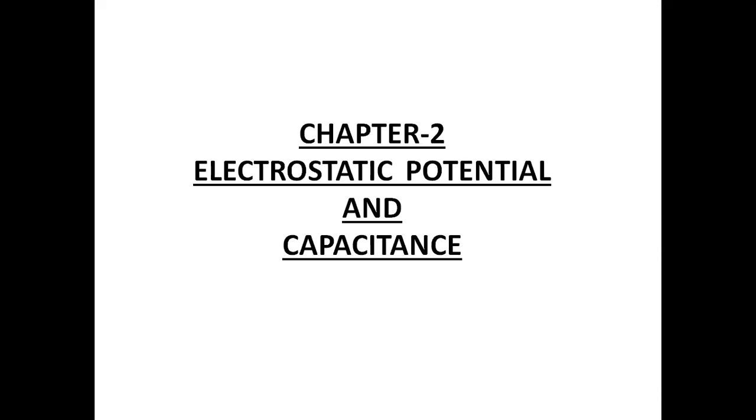Okay, so today we will start our chapter 2, electrostatic potential and capacitance. Today we will discuss the definition of electric potential. Then we will derive the expression of electric potential due to a point charge. And then we will derive it for an electric dipole placed in any region. Now, this electrostatic potential.